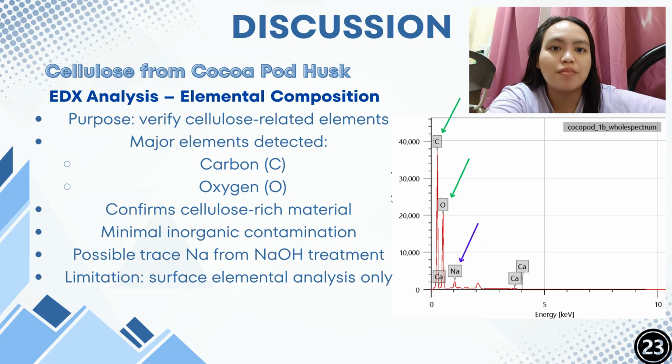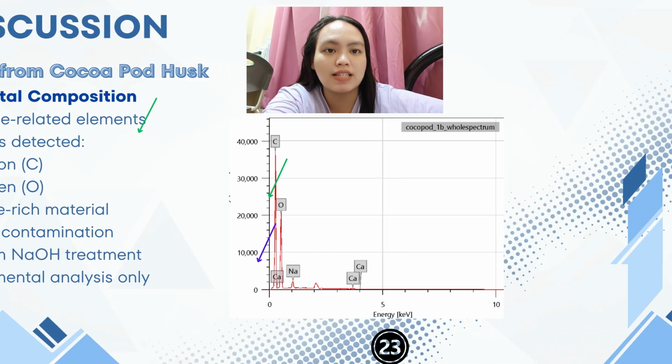The result shows that carbon and oxygen are the dominant elements detected, which is consistent with the chemical structure of cellulose as a polysaccharide composed mainly of carbon, hydrogen, and oxygen. This confirms that the extraction process successfully enriched the cellulose fractions from the cocoa pod husk. Only minimal amounts of other elements were detected, indicating limited inorganic contamination. Any trace of sodium is most likely due to residual sodium hydroxide used during the alkaline treatment, highlighting the importance of a proper washing step after the extraction.